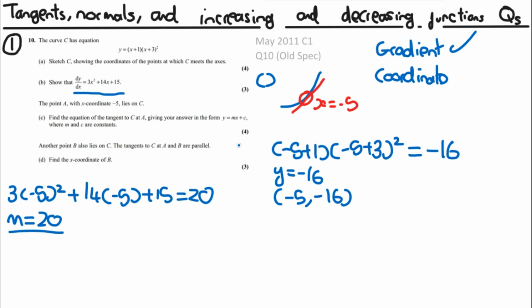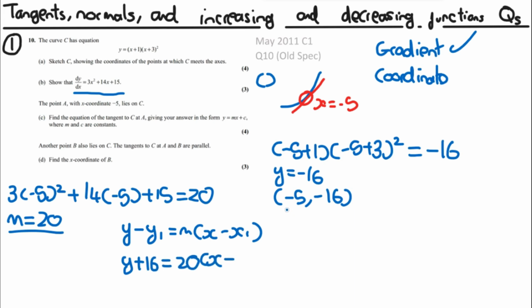So now we can figure out the equation of the straight line by using the formula y - y1 = m(x - x1), and then we just sub in the values. So it's going to be y minus, and then y1 is -16, so it's minus -16, so it's going to be plus 16. It's equal to m, which is 20, times (x minus -5), which is going to be plus 5.